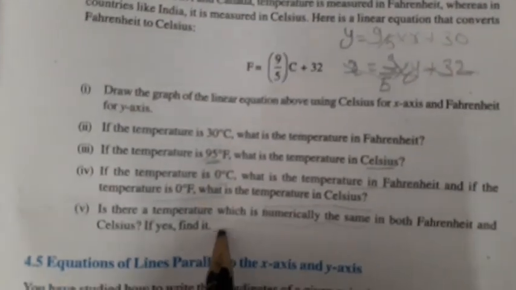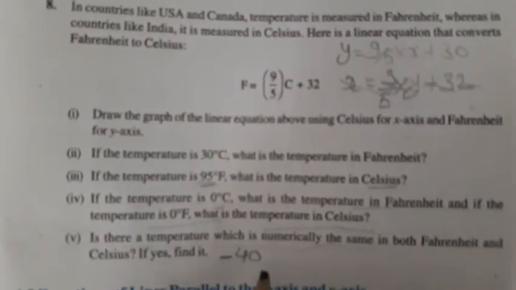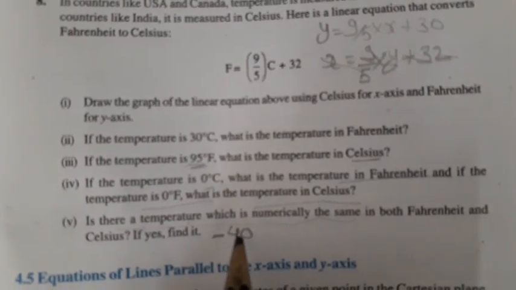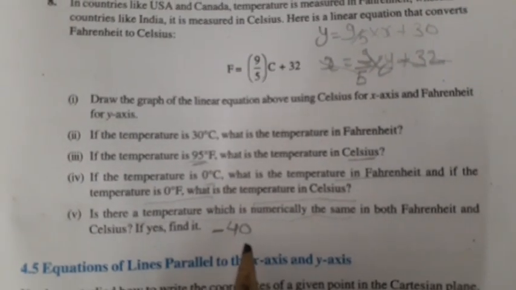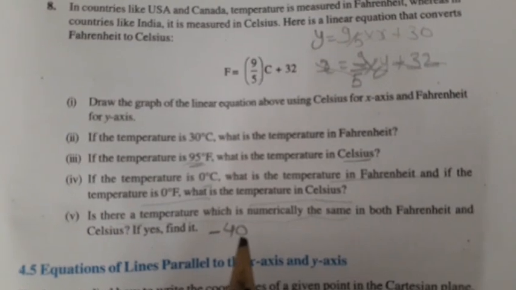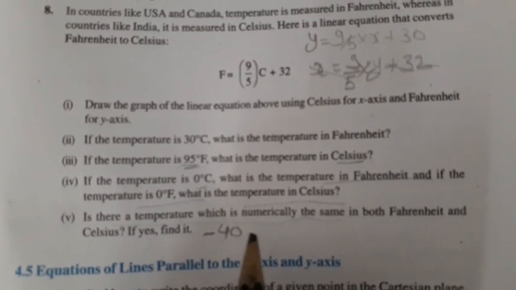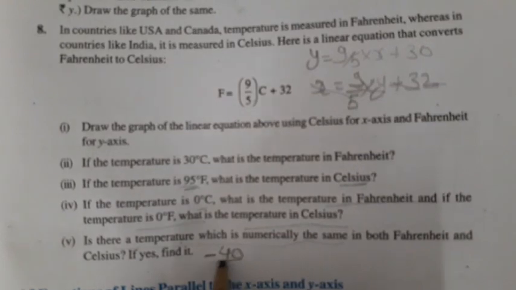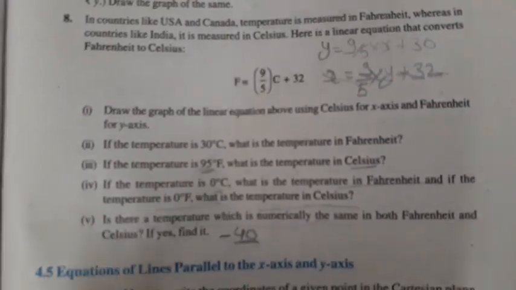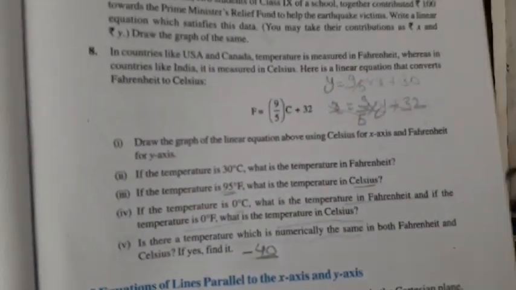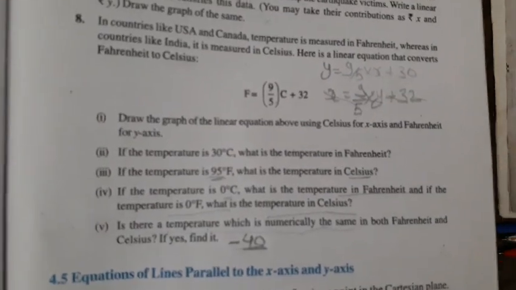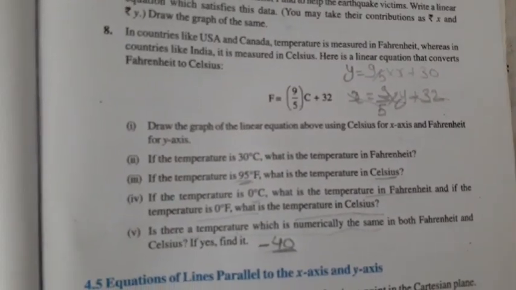There is a temperature, minus 40 degrees. Minus 40 degrees in Fahrenheit as well as in Celsius, both are the same. So there is only one temperature which is the same in Celsius and Fahrenheit, that is minus 40 degrees. That should be remembered. Okay, so this was question number 8 and this was exercise 4.3.